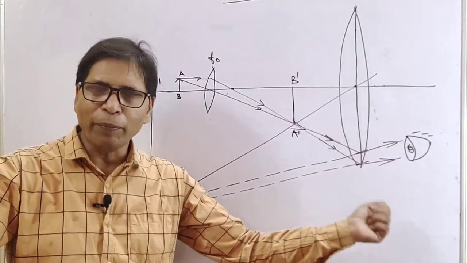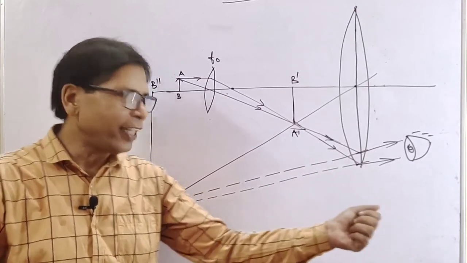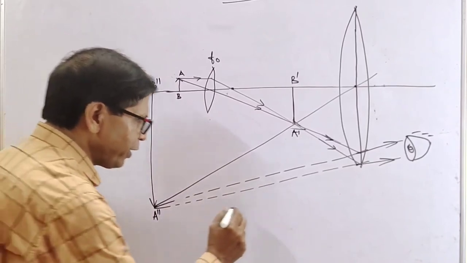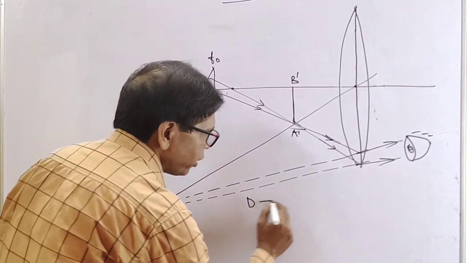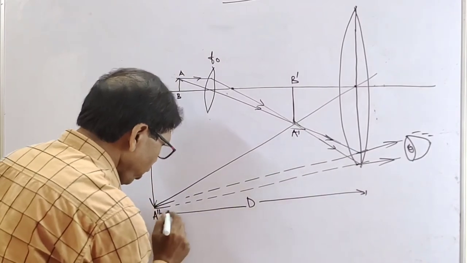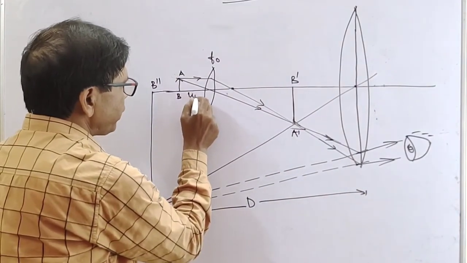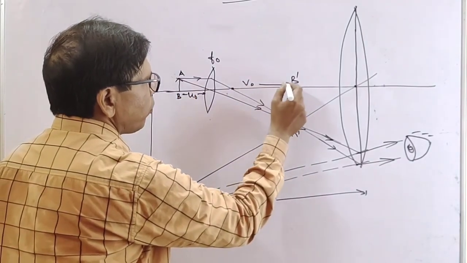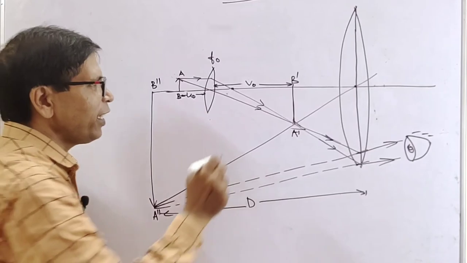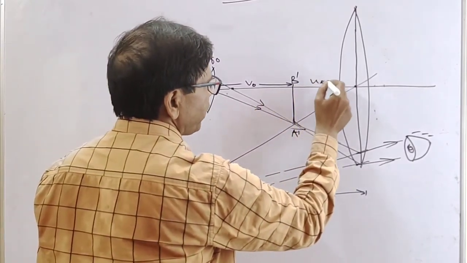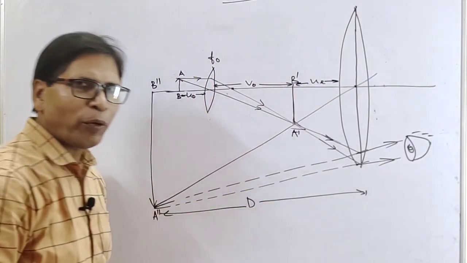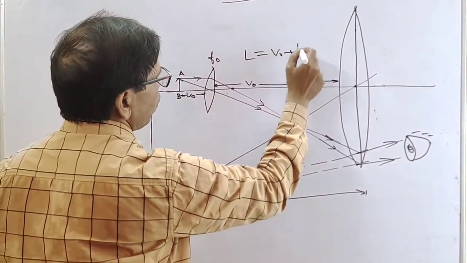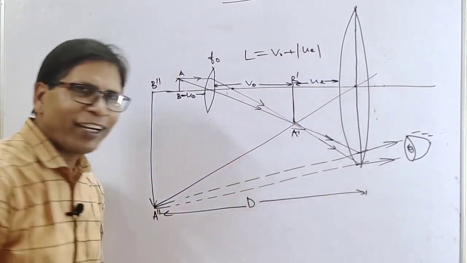Okay, now the eyepiece is so adjusted that the final image is formed at the least distance of distinct vision, that is, this is the D. Now this is the object distance UO for the objective, this is the image distance VO for the objective, and here this is the object distance UE for the eyepiece. Okay, no problem. So the distance between the two lenses is VO plus modulus of UE. Okay, understood?